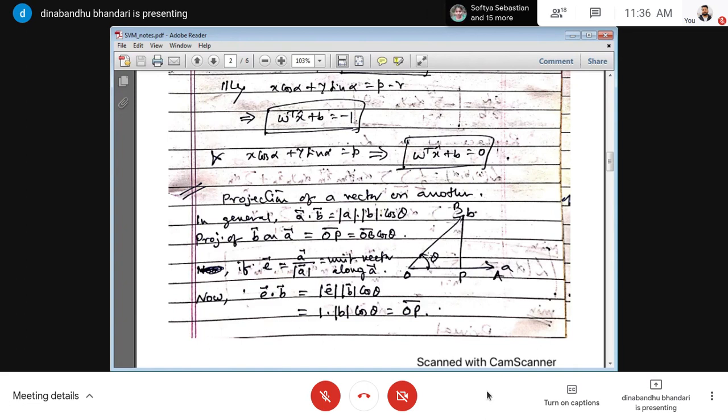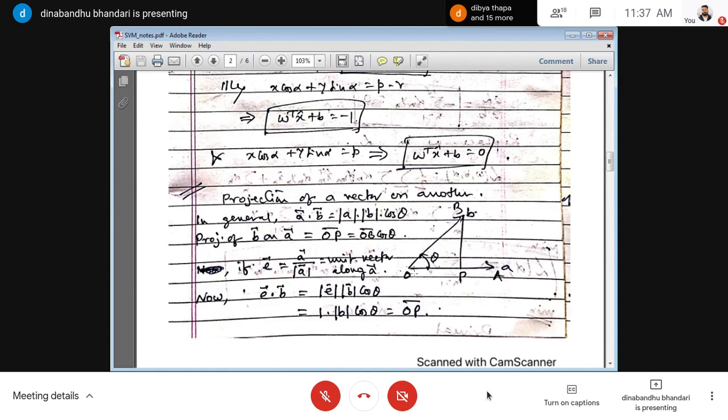B, this is B cos theta. B cos theta is nothing but this OP, right? You draw the perpendicular from the B vector on the A vector, then this projection is called the projection of B on A. So in another way, what we can say is that the dot product between two vectors A and B is the magnitude of a vector multiplied by the projection of the other vector on the same vector, right?